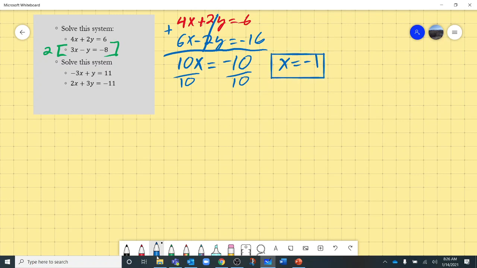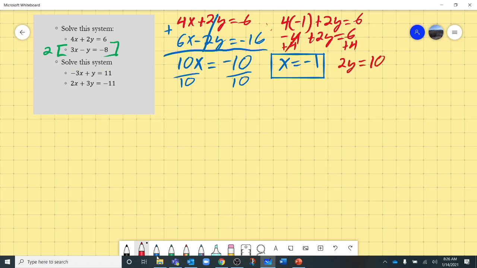If I plug that back in, I'm just going to plug it back into my red equation. 4 times negative 1 plus 2y equals 6. That's going to become negative 4 plus 2y equals 6. Add 4 to both sides. That cancels. We get 2y equals 10. Divide both sides by 2. And y equals 5. So my solution for the first equation is negative 1, 5.